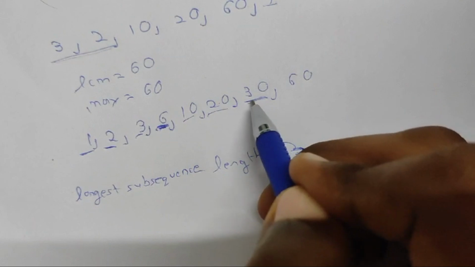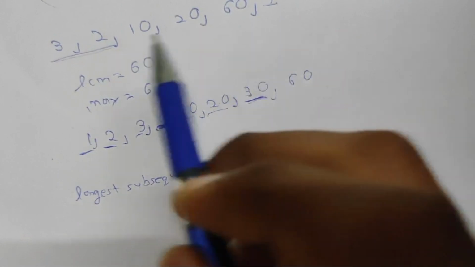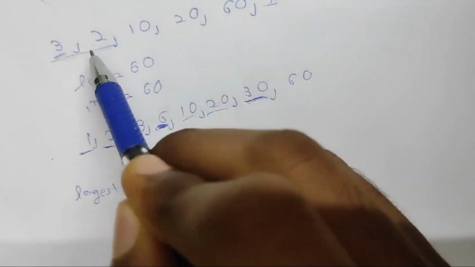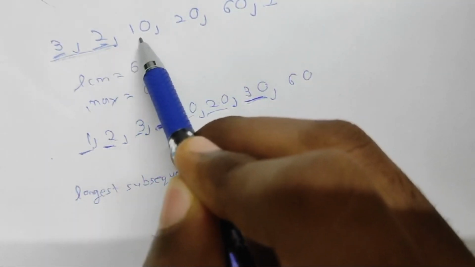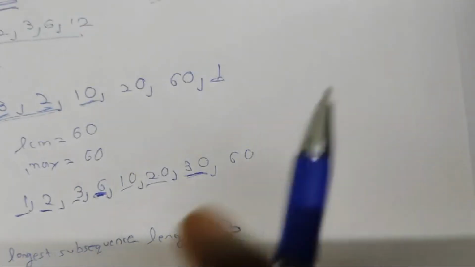Now we will check what elements can be used to form 30. We can use 3 to make 30, we can use 2 to make 30, we can use 10 to make 30, we can use 1 to make 30. Okay, we got 4 elements.